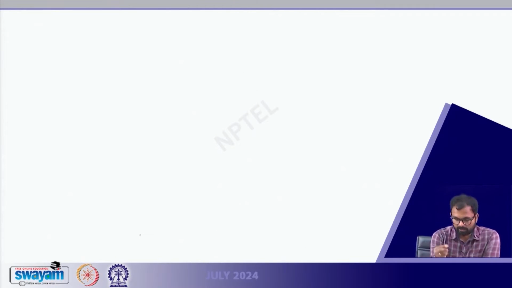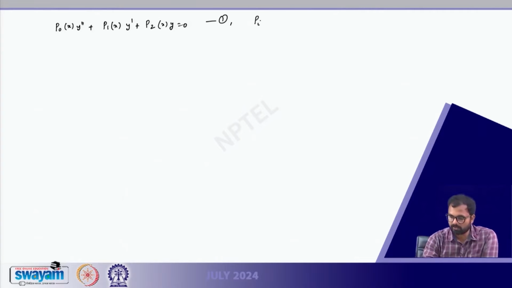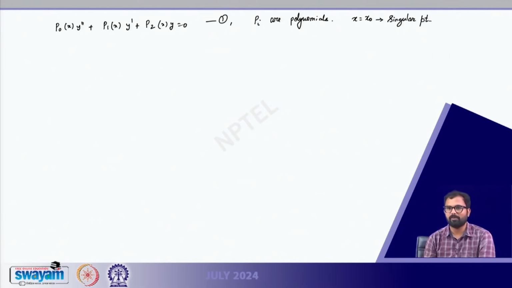So, then what we will do? We will take the general case. Let us take the general case. We have P0 x into y double dash, P1 x into y dash plus P2 x into y equals to 0. Let us call this equation number 1, where Pi's are polynomials. So, obviously, if this has a singularity, let us say at x equals to x0, this is the singular point. So, proceeding like previously will not help, we will not get any series solution.